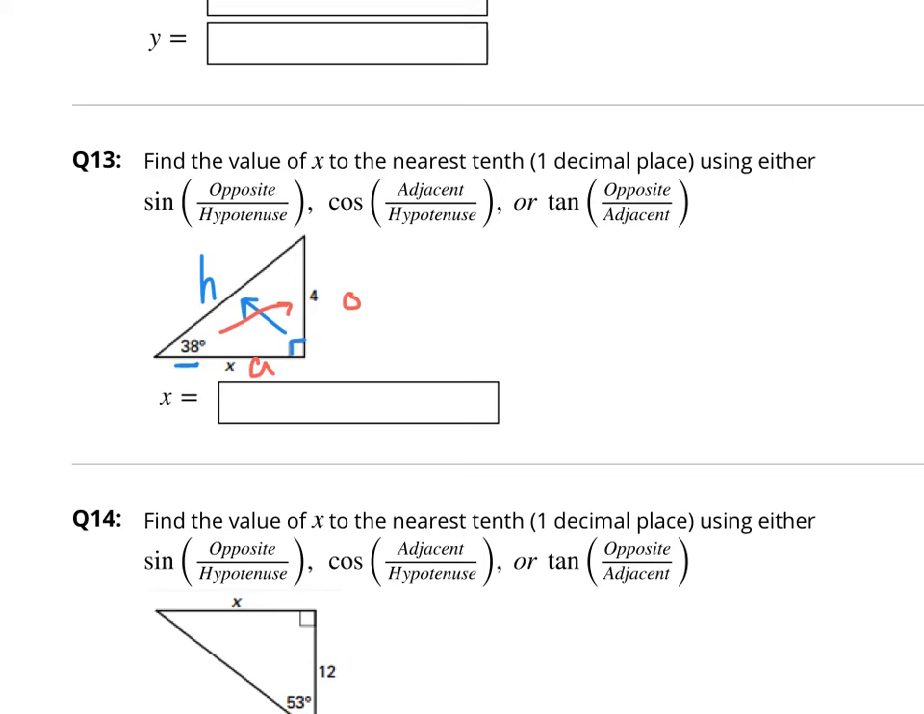So which of these trig functions do you use? On this one, I'll help you get started. You should use tangent because you don't know anything about the hypotenuse. So it leaves sine out and cosine out. We got to use tangent. So you're going to say tangent of 38 equals 4 over x, and you solve from there.